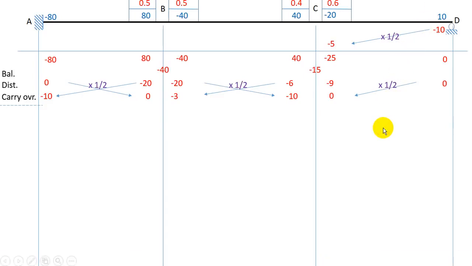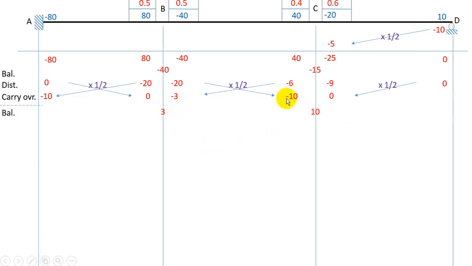Alright, so this has completed one iteration. We'll go for the next iteration. Again, the first step of the next iteration is balancing, and here it is 0 and -3, so I balance it by +3. If I sum up 0 and -3, I get -3, which is of anti-clockwise nature, and to resist that moment my beam has to provide a clockwise moment of +3.